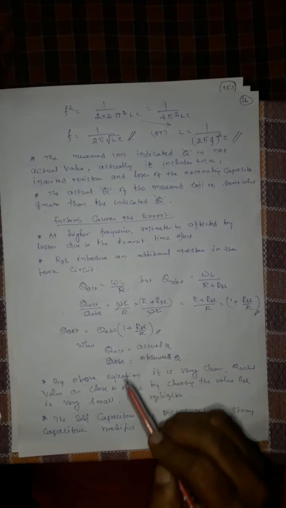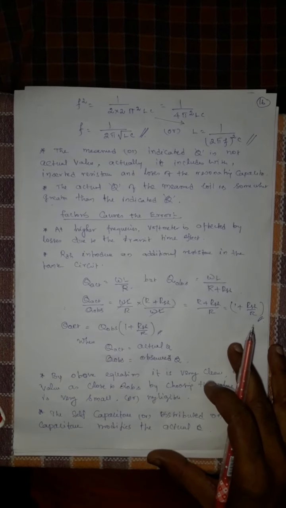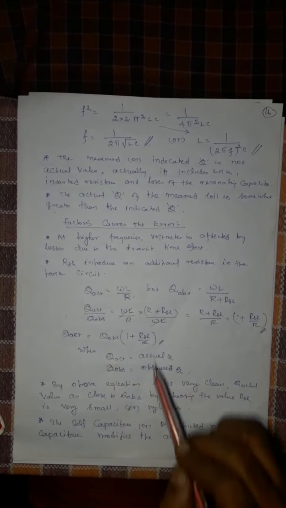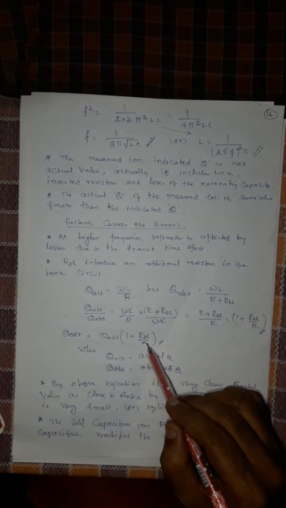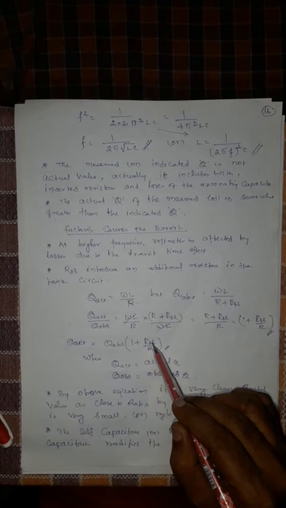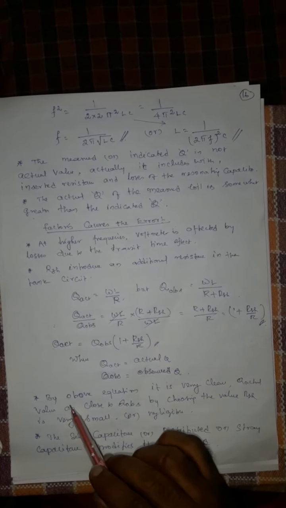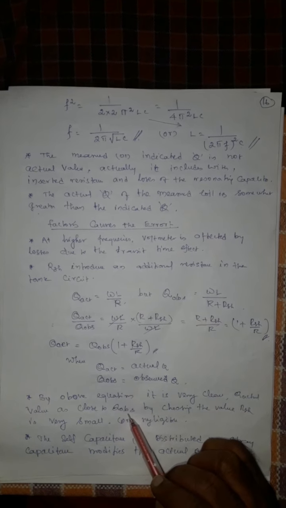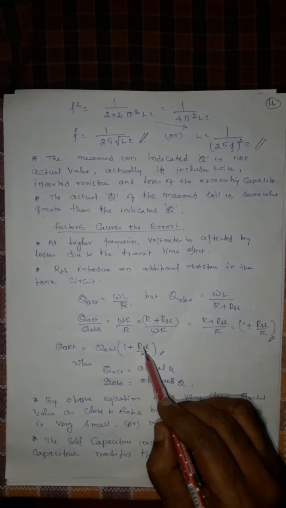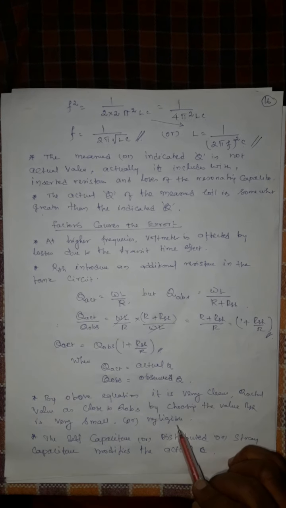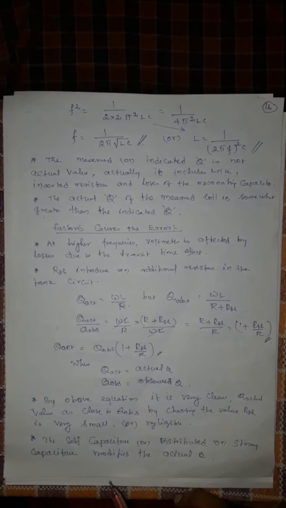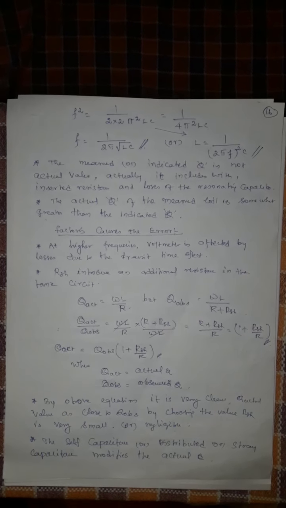1 plus RSH by R. By seeing this equation, Q actual is almost equal to Q observed when RSH has a very low value, meaning this term vanishes. By the above equation, it is very clear that the actual value is close to the observed Q by choosing the value of RSH very small or negligible. The self capacitance, or distributed or stray capacitance, modifies the actual Q.